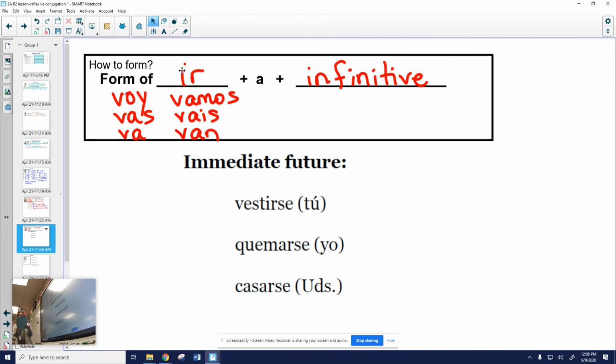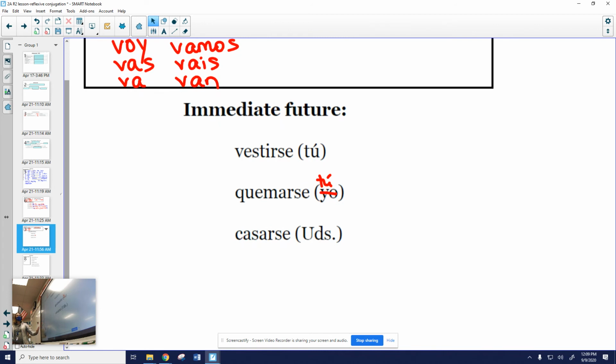I think on your paper we don't have vestirse. Instead we have quemarse. Quemarse means to burn oneself. So if we conjugate it in the immediate future, on the Smartboard, you can do this. If we conjugate it in the immediate future, it would mean you are going to burn yourself.